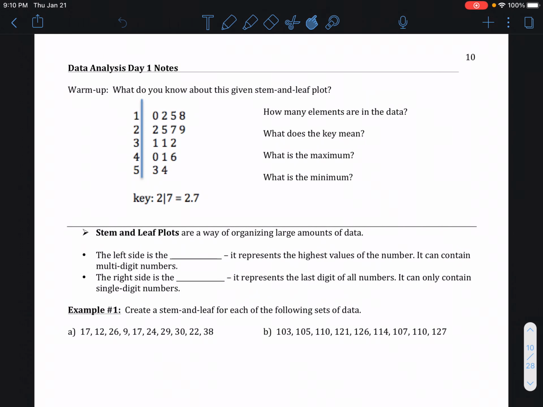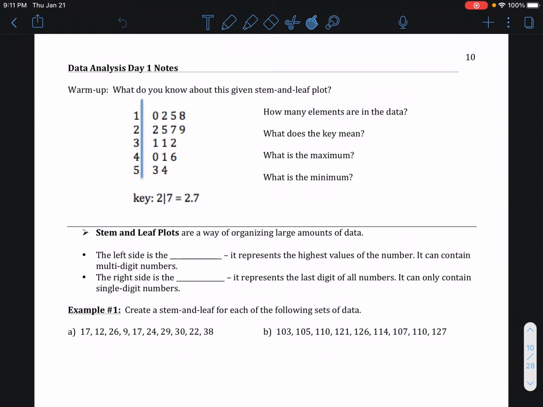Okay, guys, welcome back. We're in Unit 6, Data Analysis and Probability. So today we're going to go into some data. We're stepping away from probability for a day. You'll definitely need a calculator when you're going over this stuff.